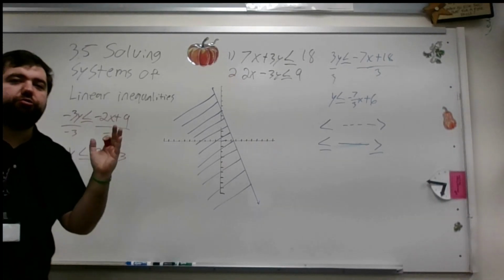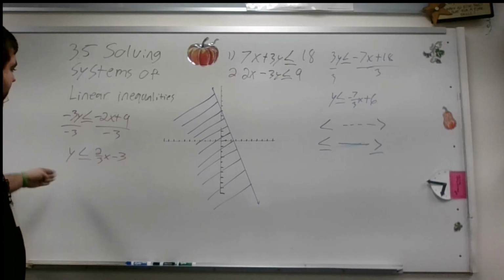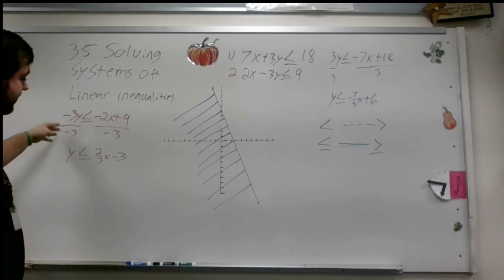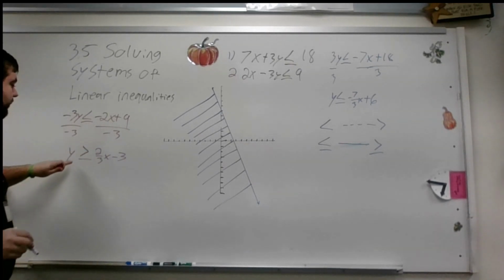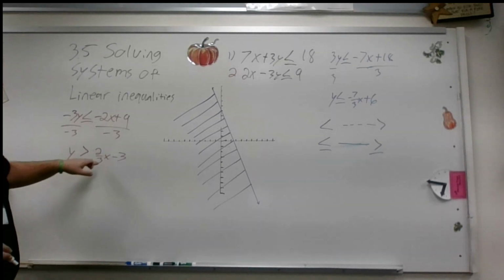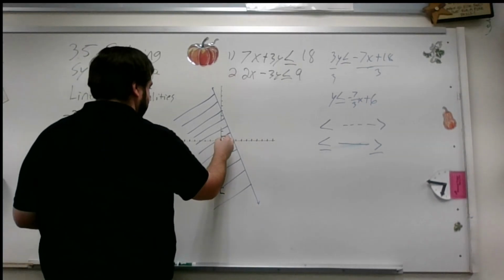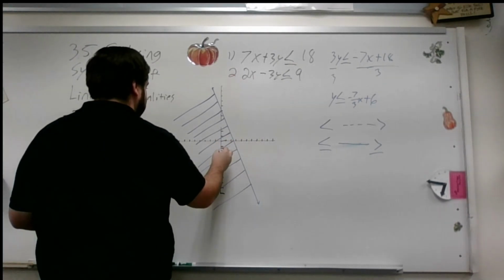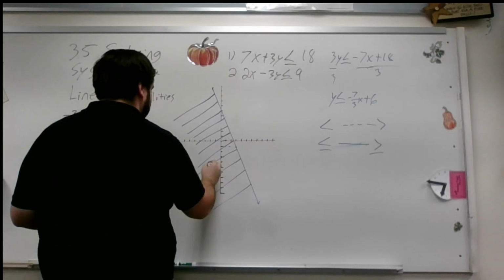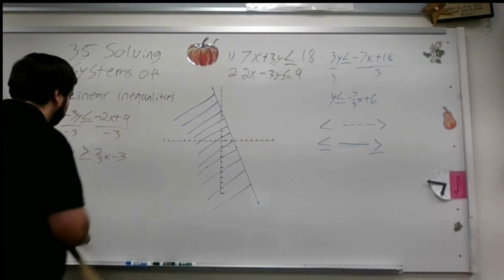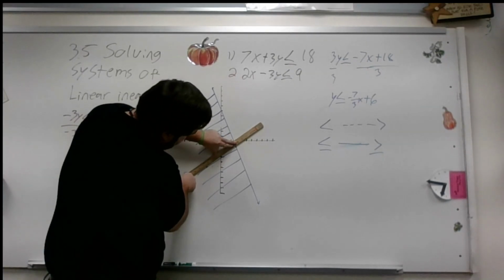Wrong. Hopefully you're all screaming at your screen right now saying, Mr. O'Toole, what are you doing with your life? Everybody knows when you multiply or divide by a negative, you flip that sign, and you would be correct. So, flip that sign, and now we have y is greater than or equal to 2/3 x minus 3. Go down to negative 3. Up 2, over 3. Down 2, over 3. We have greater than or equal to, so it is a solid line once again.